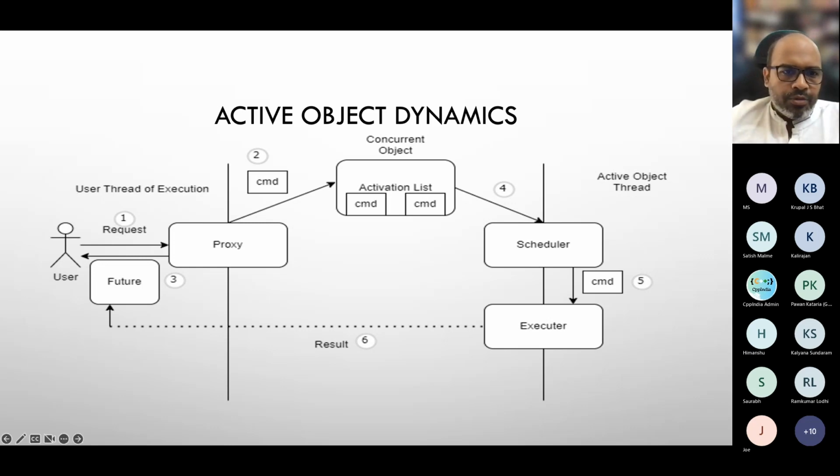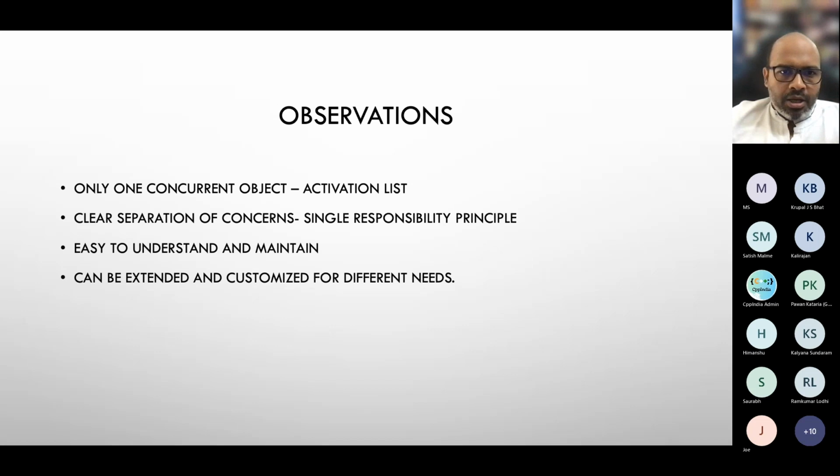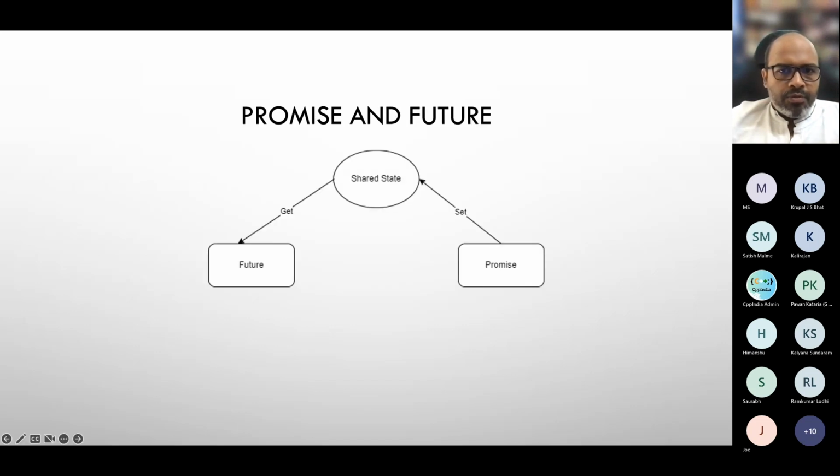So we will see the code, of course. The C++ implementation of this is pretty straightforward and simple. Okay, so now we know the dynamics of the active object, right? Before we see how this is applied to our system design, I want to talk a little about promise and future.